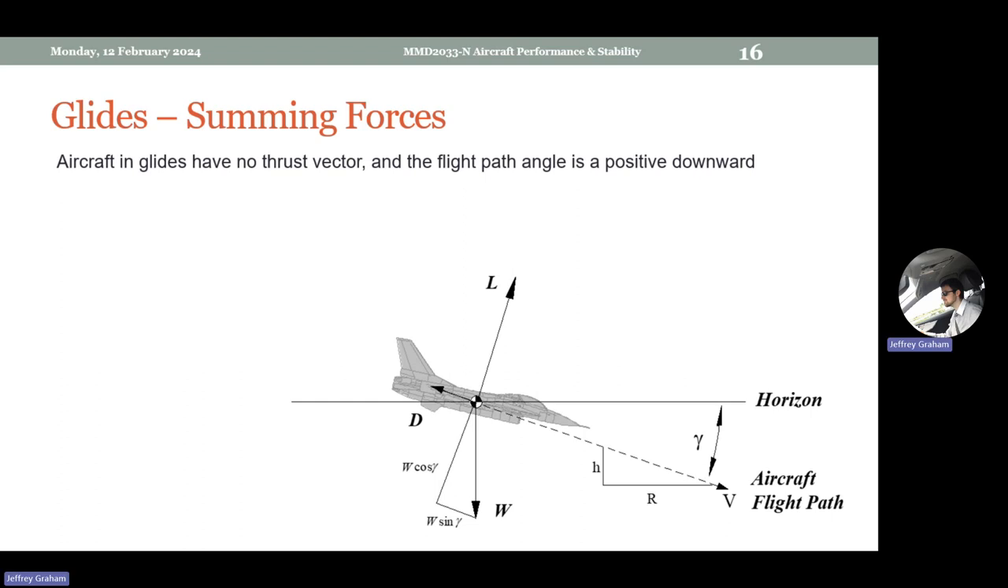The aircraft is clearly descending. There's our diagram. It's got three of the four forces in: the lift, the drag, the weight. There's no thrust in this. And you can see I have resolved this weight vector into its lift component and its drag component. So a cosine accounts for the lift, the sine accounts for the drag.